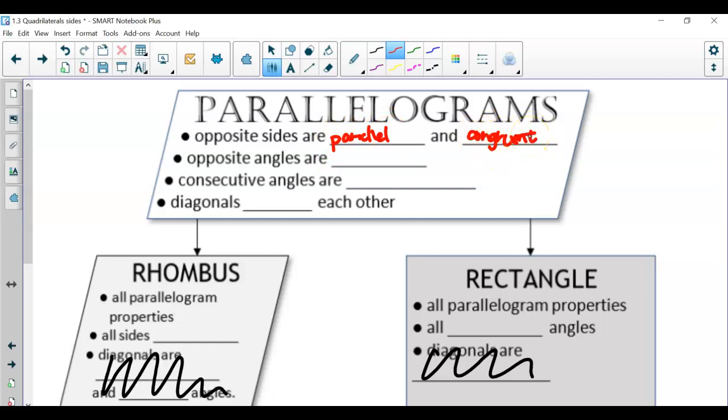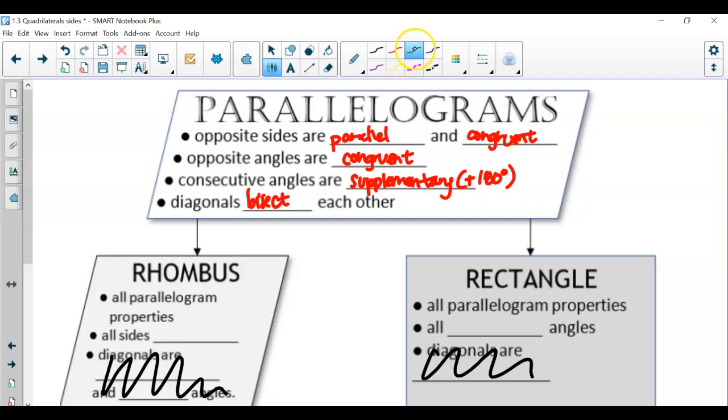And opposite angles, what can we say about them? They are congruent. What can we say about consecutive angles? They are supplementary. Then what did it mean when they were supplementary? They add up to 180 degrees. Now let's see if you guys recall, and we talked about this and solved some problems. What can we say about the diagonals? They bisect each other. They cut each other into two equal pieces.